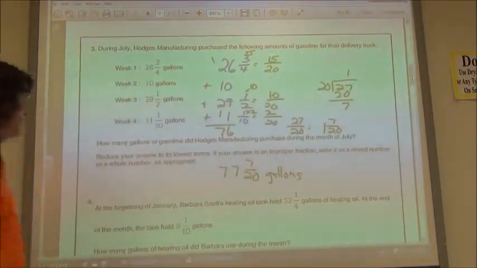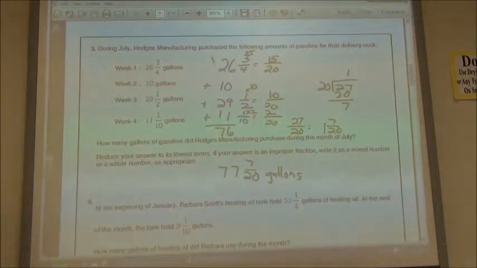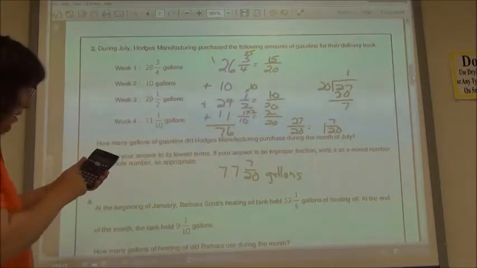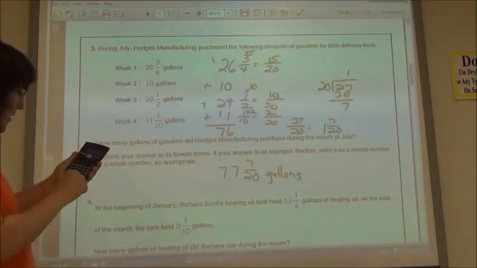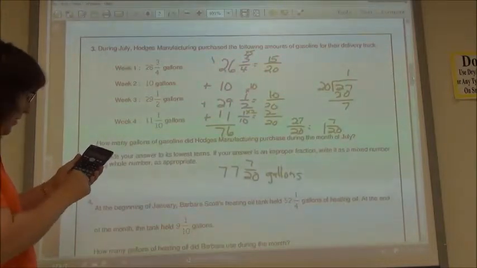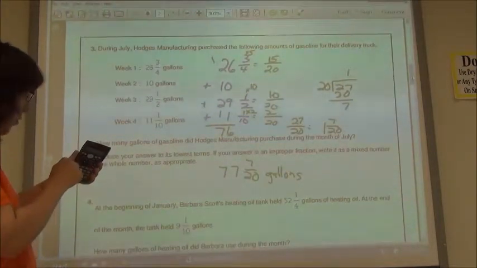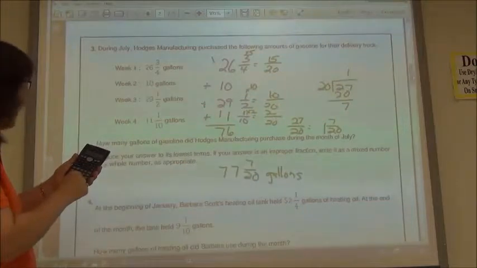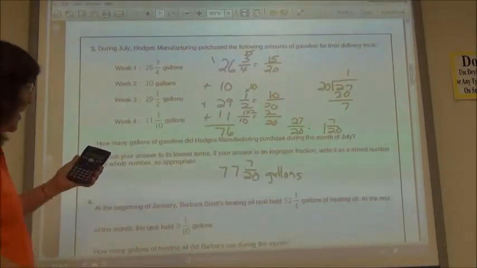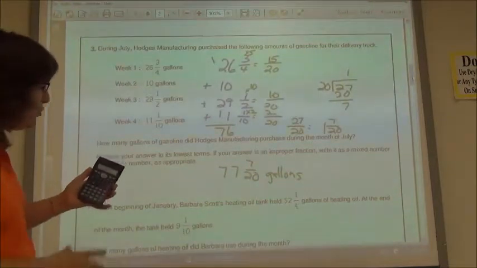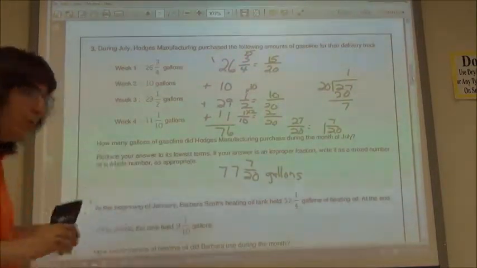Okay. And so again, if I want to double check with my calculator, I'm doing 26 and 3/4 plus 10 plus 29 and 1/2 plus 11 and 1/10, and I end up with 77 and 7/20, which is the same thing we got when we did it paper pencil.